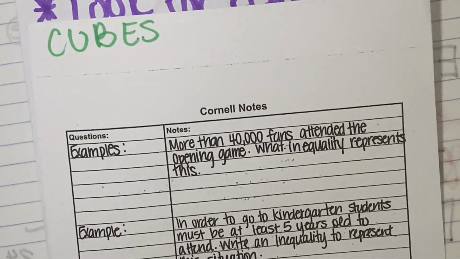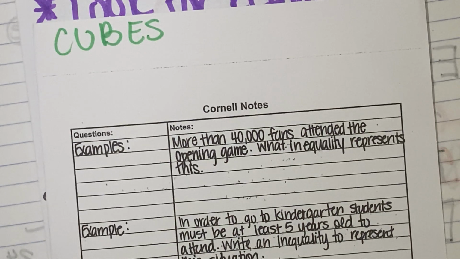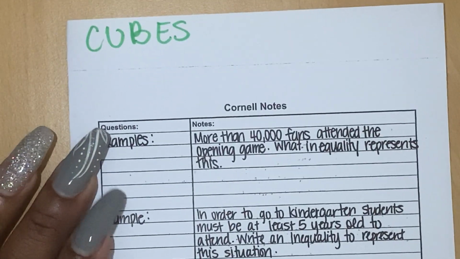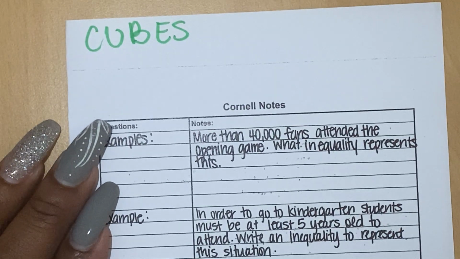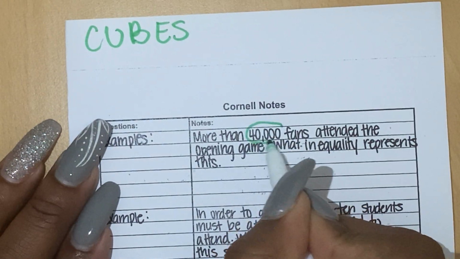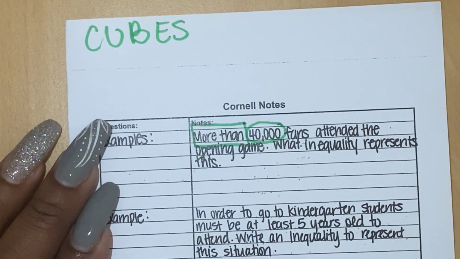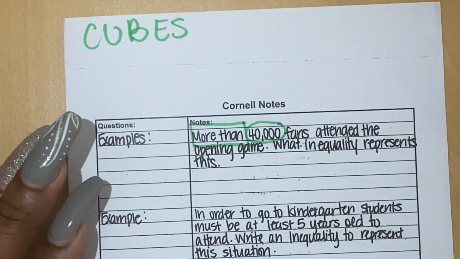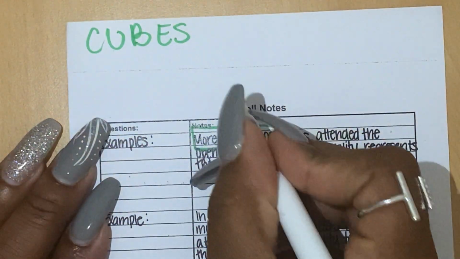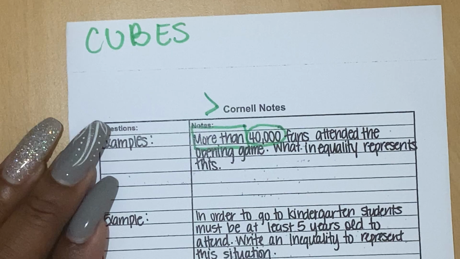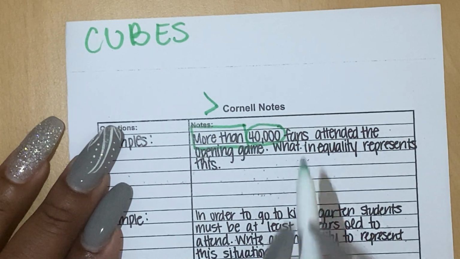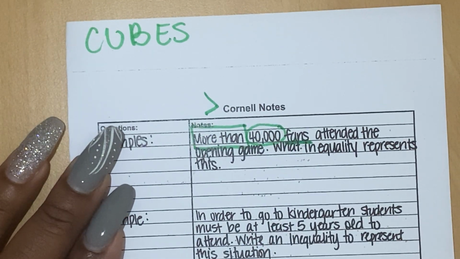Now, the first example says, more than 40,000 fans attended the opening game. What inequality represents this? Well, we have to think. What is the key word here? Okay, 40,000 is a key number. The key word would be more than, because it helps me know that I'm going to use the greater than symbol.